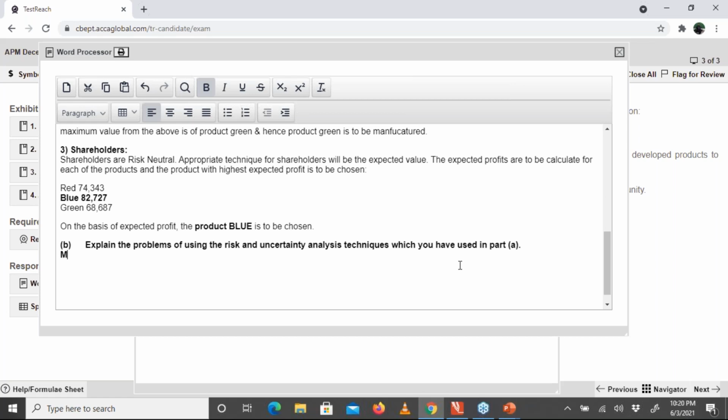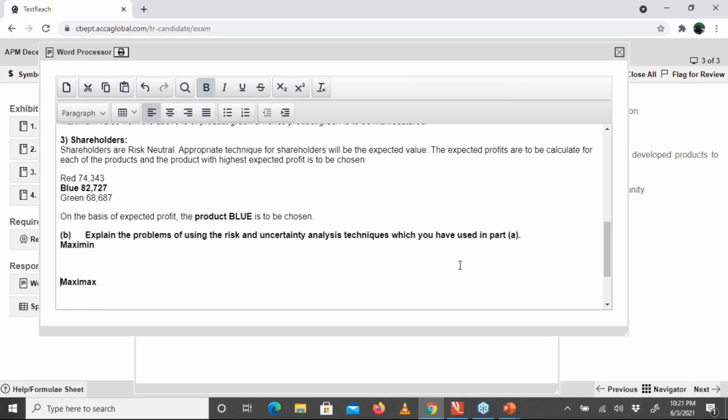The number one of them is that the techniques that we have used are Maximin, Maximax, and the expected value. Now, under this technique, the minimum payoff is identified. This means the starting point is on a high level of pessimism.